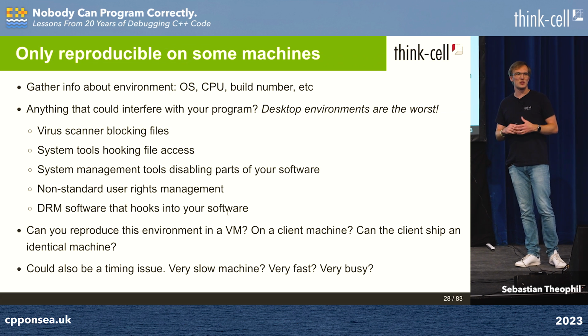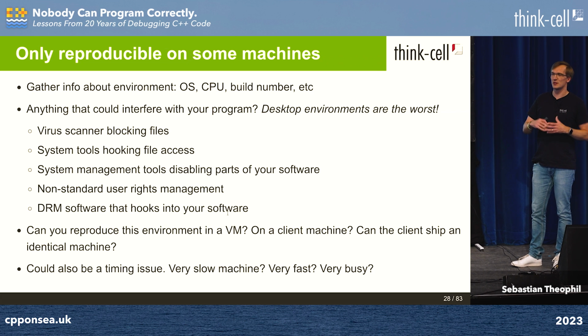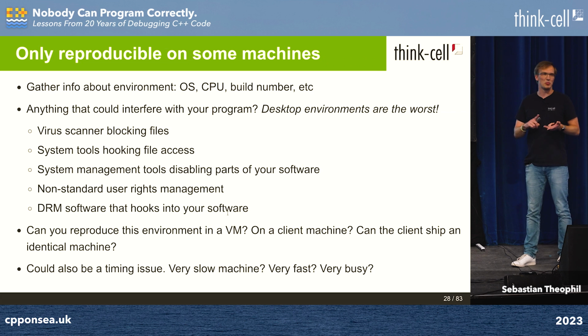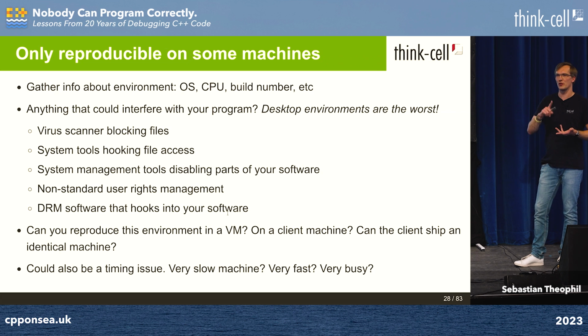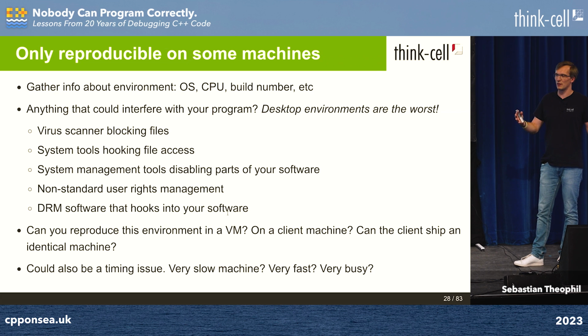Sometimes those bugs are only reproducible on some machines. So it's a good idea that this maybe has something to do with those specific machines, and we want to gather all the information we can about those machines. What operating system are they running on? What CPU? What's the version of your software? The version of all kinds of other software? Anything that could interfere with your application might be interesting.